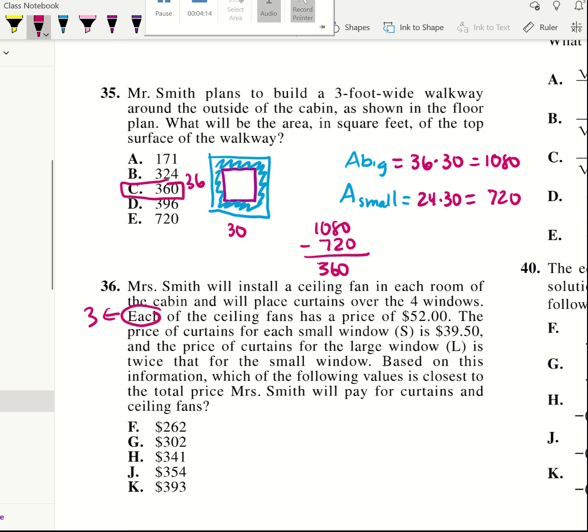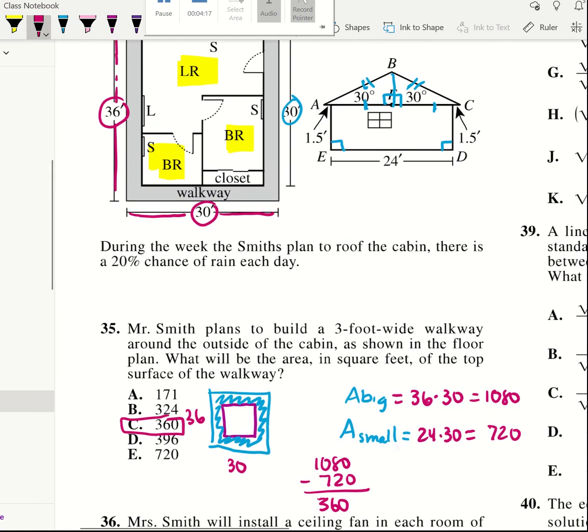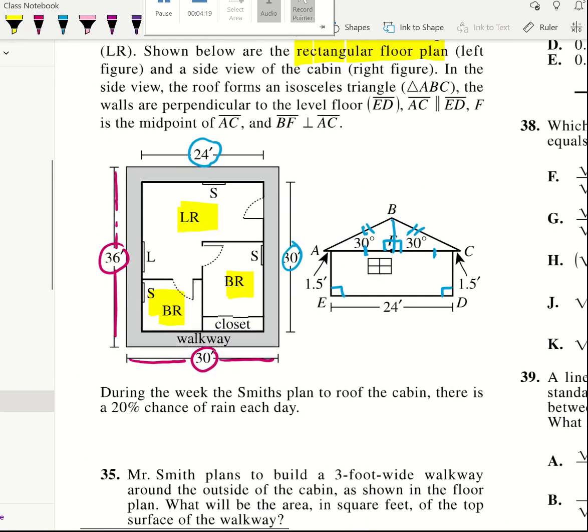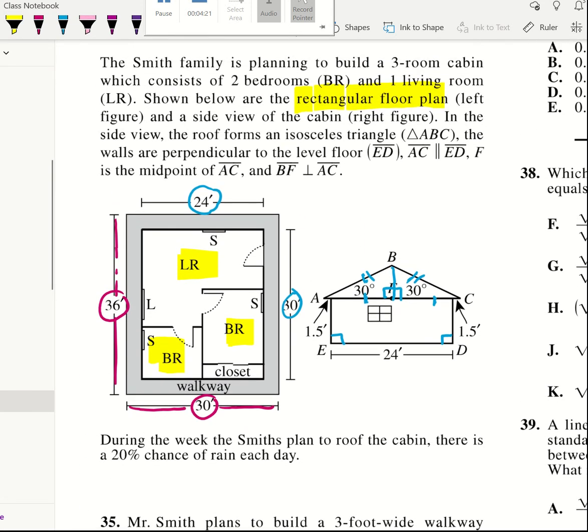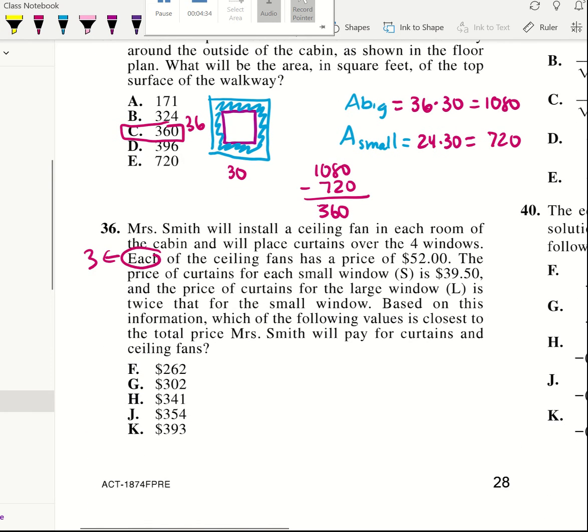I kind of need to go up and look and see where we are looking at for small windows and large windows. And so we can actually see that in the diagram. There are 2 small windows. Nope, there are 3 small windows, and then there is 1 large window as we look at this. Okay, so what we want to do is just find out how much she's spending on those items.